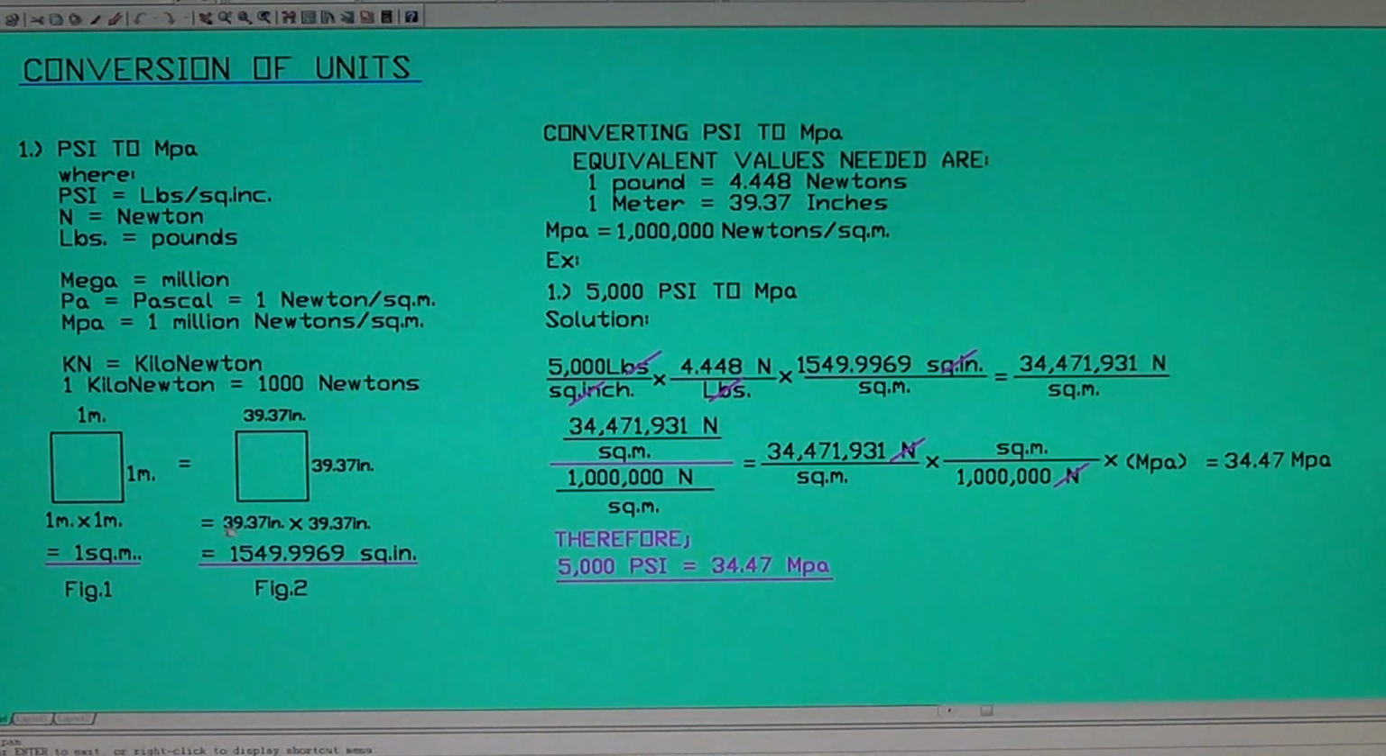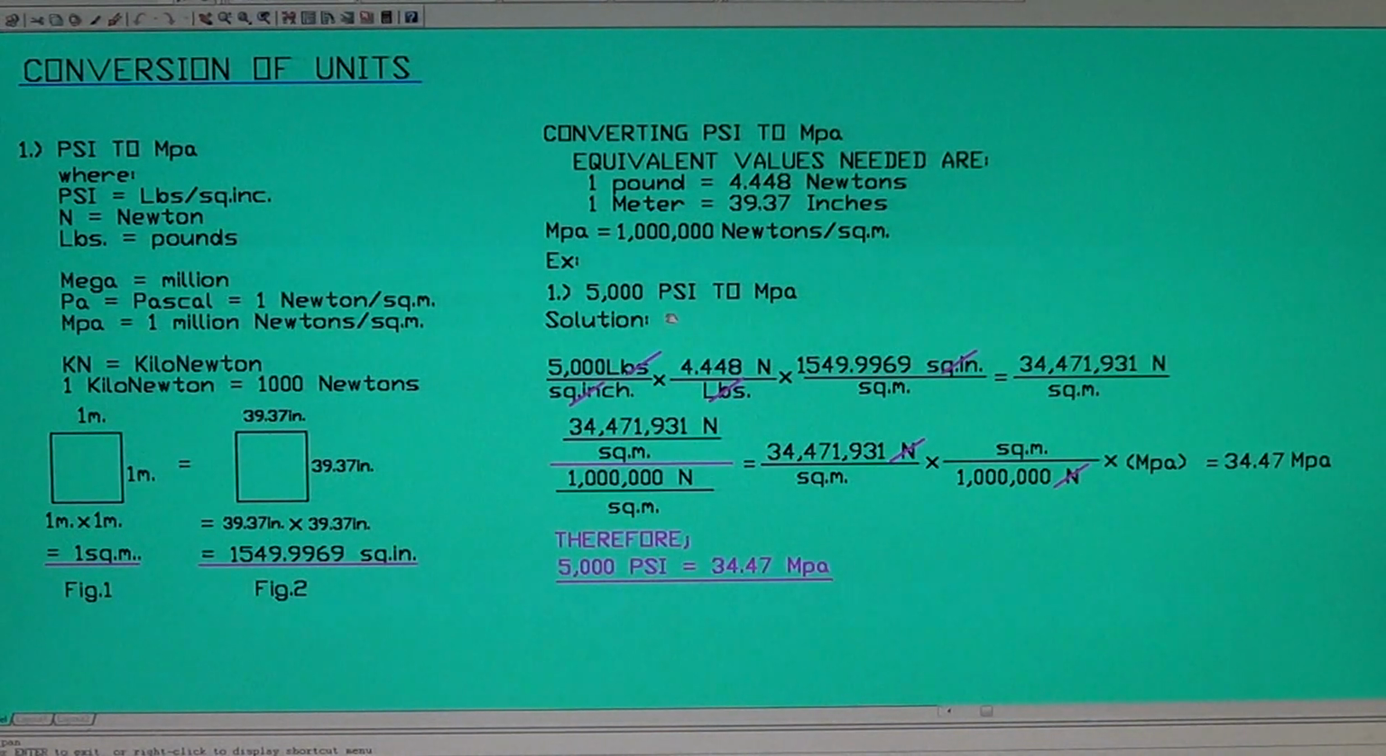So if you square that, you get the 39.37 inch times 39.37 inches. As well, you get 1549.9969 square inches. Okay, this is the equivalent now of 1 meter. 1 square meter is equal to 1549.9969 square inches. So that's what we're going to use here.